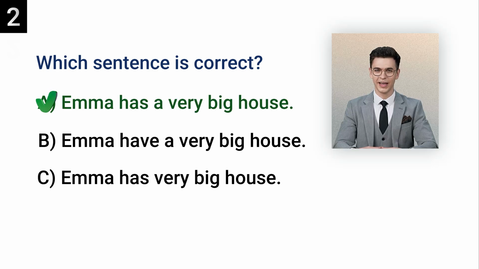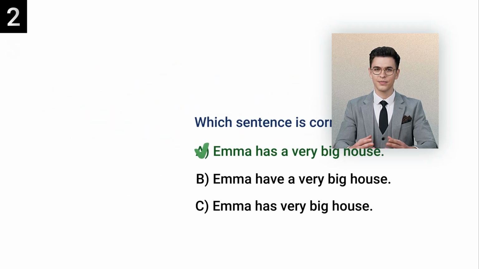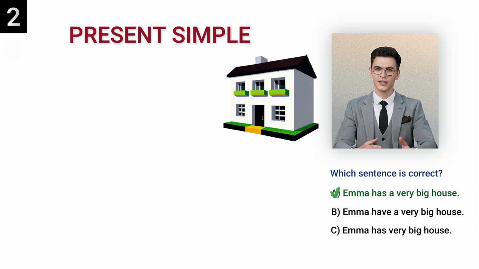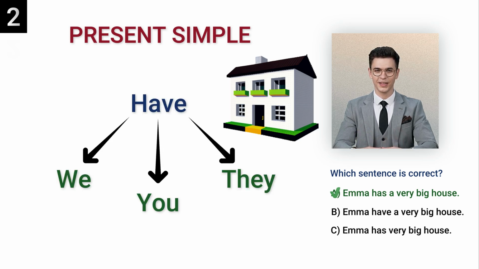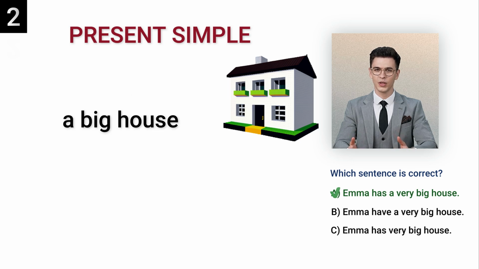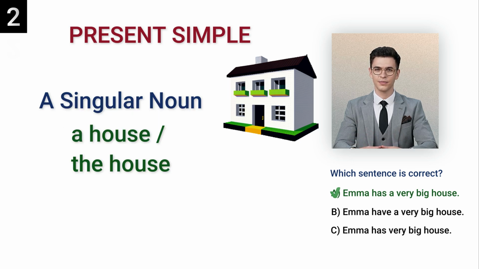The answer is Emma has a very big house. When we use the verb have in present simple tense we should use has for he, she, and it, and have with we, you, and they. But why do we say, a big house? For singular nouns we use an article: a, an, or the. In this case, we have a noun house so we must say a house, not just house.